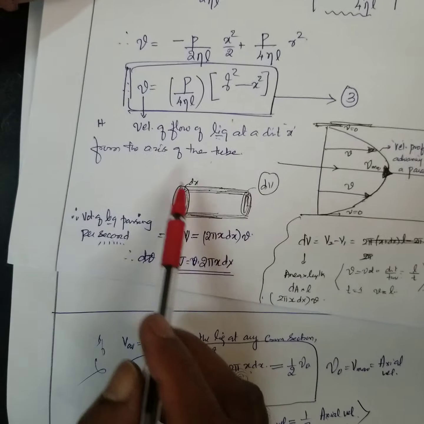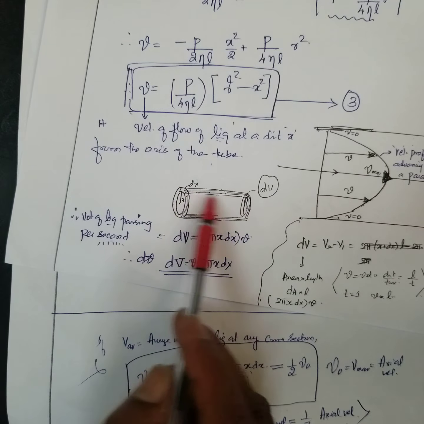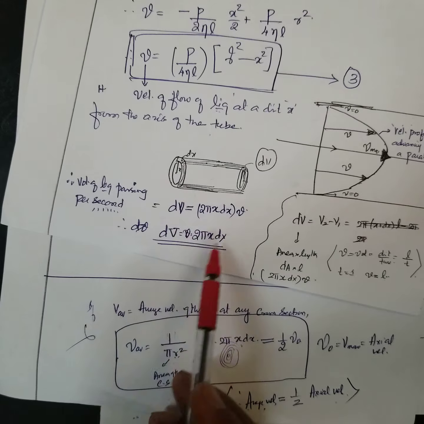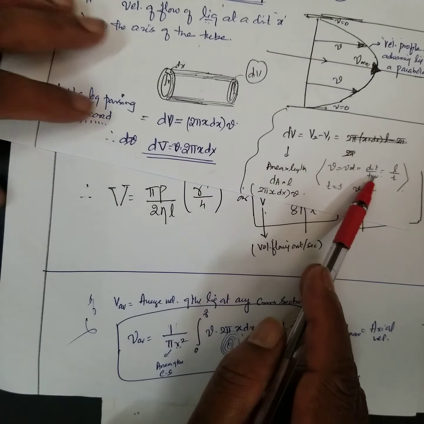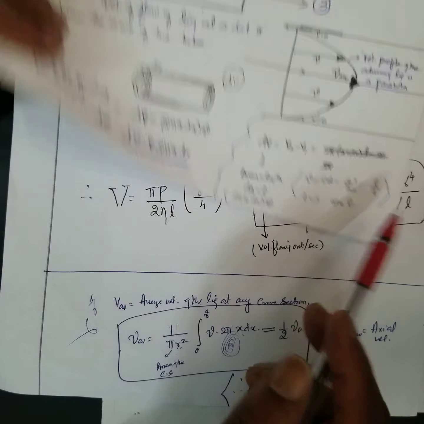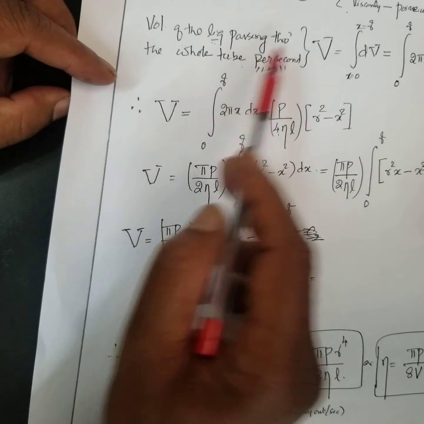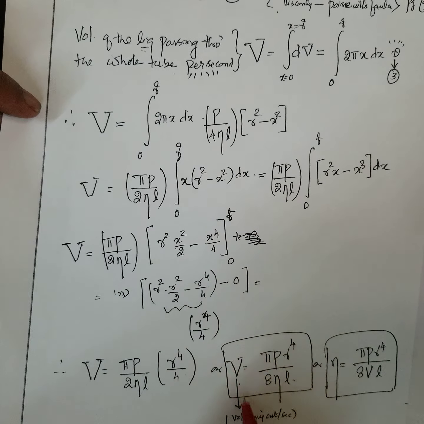Right? And the volume of the liquid flowing between x and x plus dx is given by dV equal to 2 pi x dx into v. That is, velocity is distance by time. All the things we have done. Then finally, the volume of the liquid passing through the whole tube, by simple integration. This is not a simple calculation.